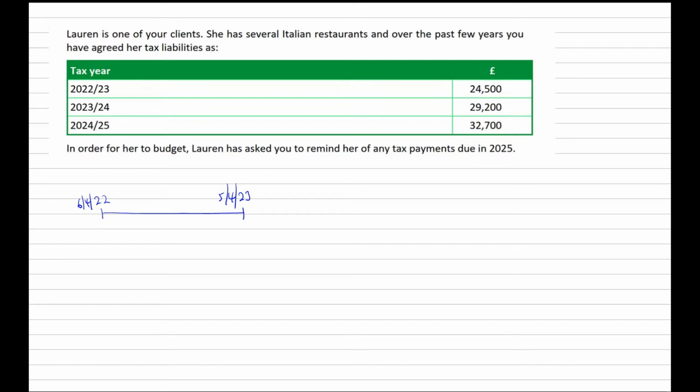And in any year at all, payments on account would be due on the 31st of January within the year. So that would be my first payment on account. Think of it as being like a deposit. So that would be January of 2023. I'd pay my first payment on account. And then following the end of the year, I'd have another payment on account, payment on account 2. And then in the January that follows the end of the year, I would have the balancing payment.